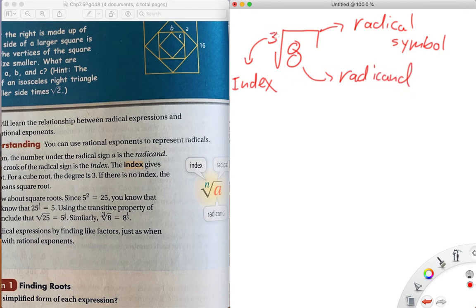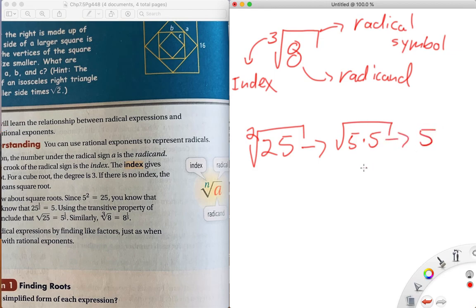And what the index tells you is how many numbers you have to multiply to get the root, whether it be a square root. So say the square root of 25 like that. This is what we're used to. The index, there's actually a 2 here, but we just don't write the 2. So since that's a 2, that means I need to multiply 2 numbers in order to get that square root.